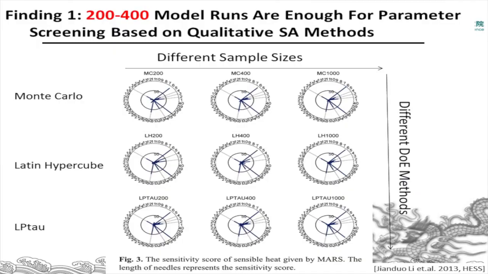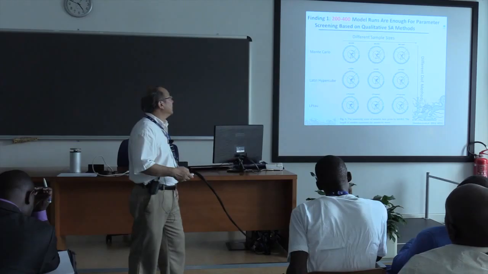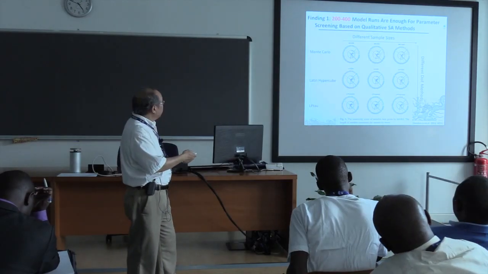And you can see this is 1 to 40. So that means this parameter is very important. Some of the parameters are not important. If there is no bar, that means that parameter is not important. And you can see that it doesn't matter which sampling approach you use, or how many samples, 200 or 400 or 1,000, it seems to give you very much the same kind of output.